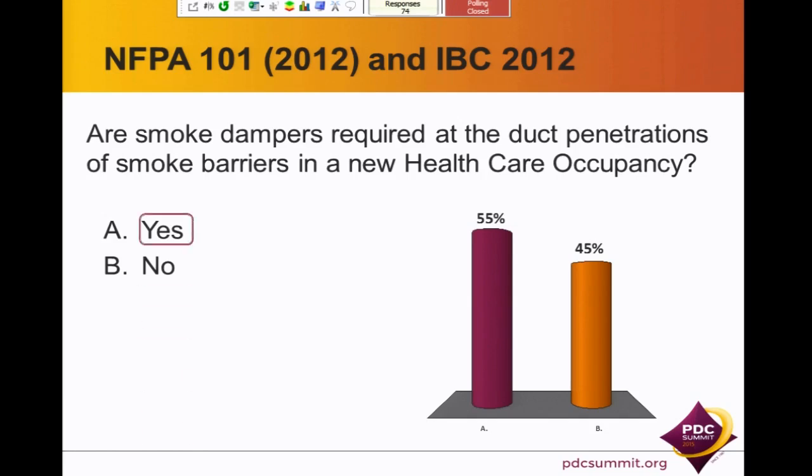Pretty close. Correct answer is yes. And that's a key on the 2012. ASHE's advocacy team has gotten that changed through the ICC process. The 2015 edition omits the requirement for dampers at duct penetrations of smoke barriers using the same criteria that's in 101. But that's why you might be seeing these dampers when we keep saying, oh, the Life Safety Code doesn't require it. It's coming in there through the IBC.